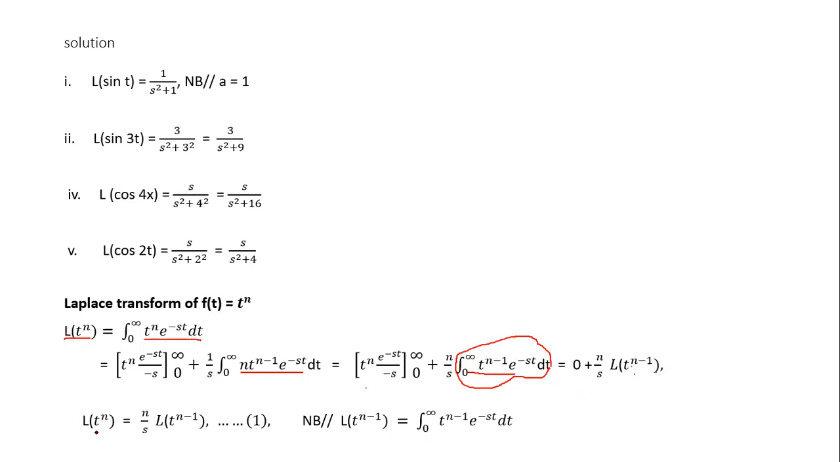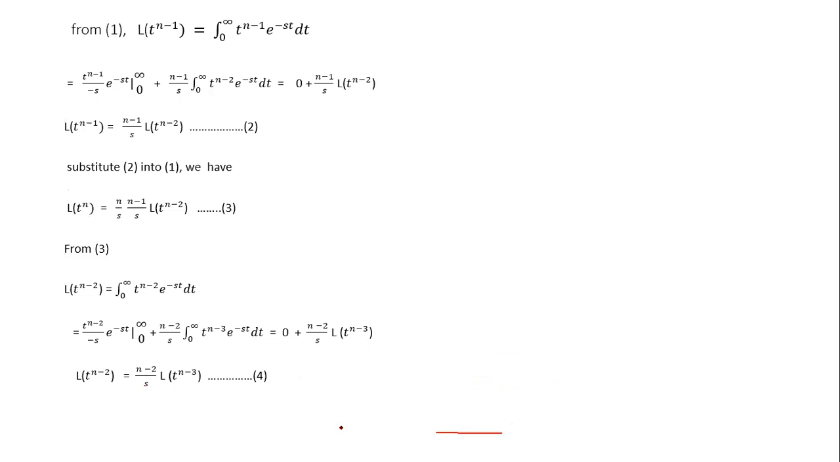So we are having Laplace of t power n equal to n over s into bracket Laplace of t power n minus 1. You can name that one equation number 1. But don't forget this one, know this. I have explained this one to you. So from 1 here, we can now go through the other processes.